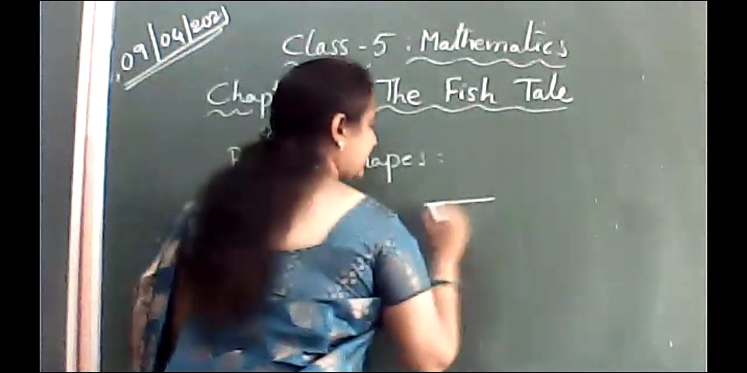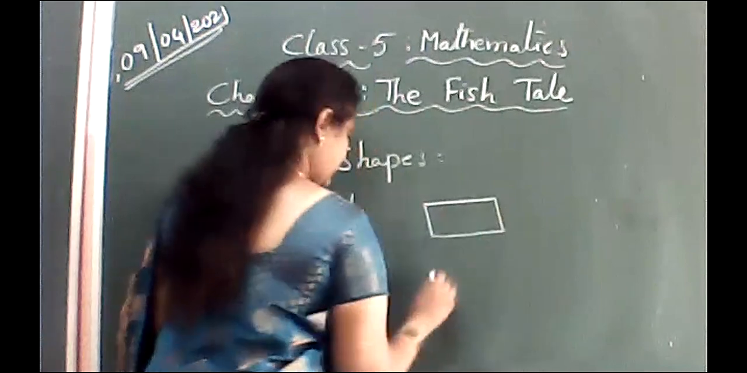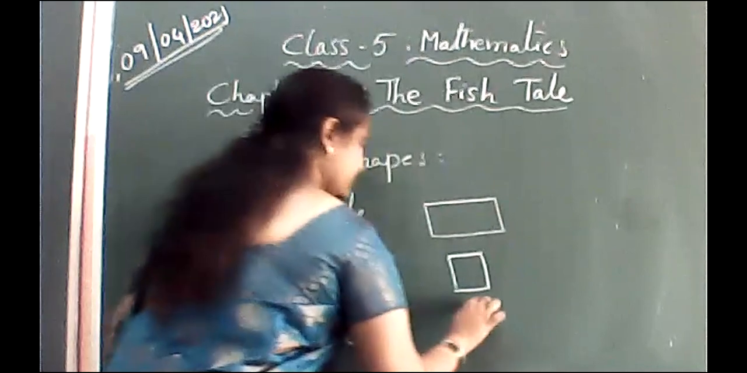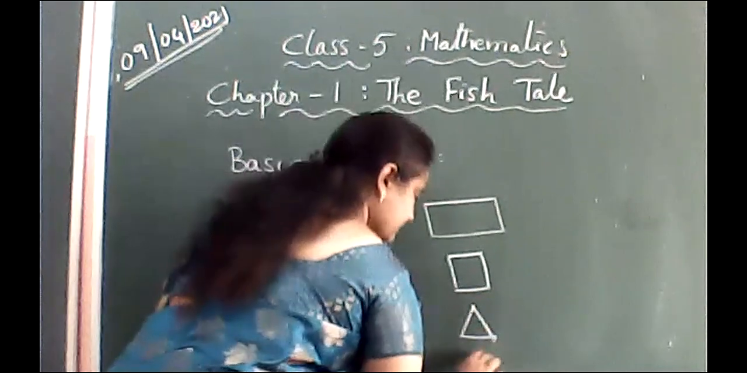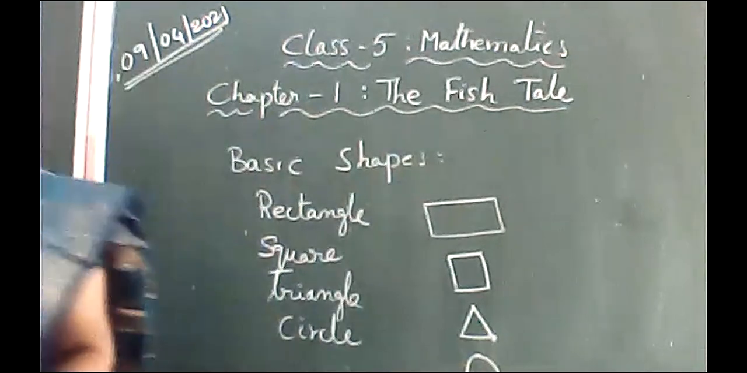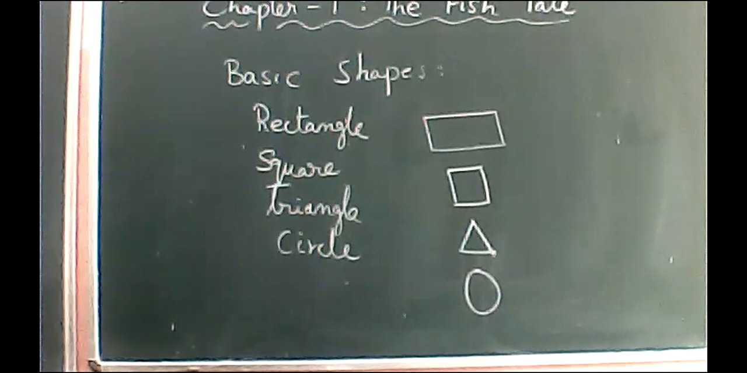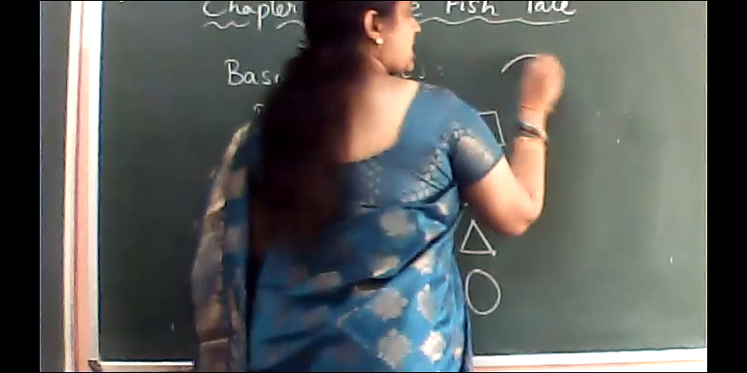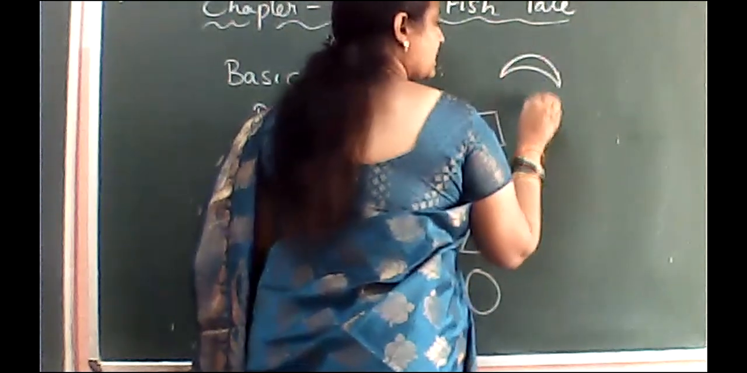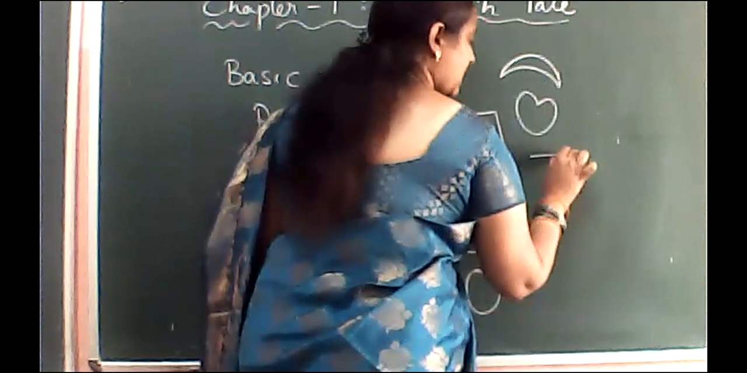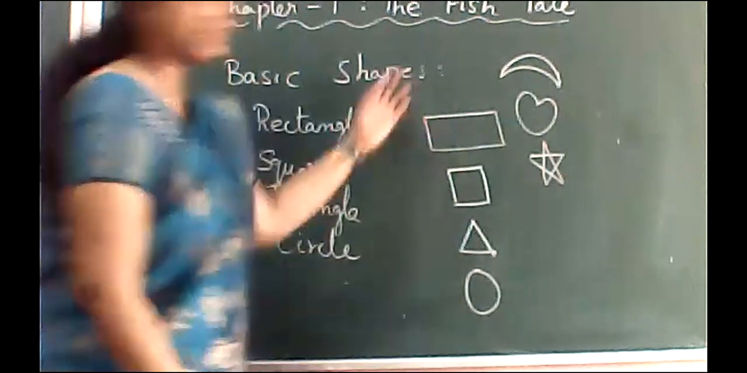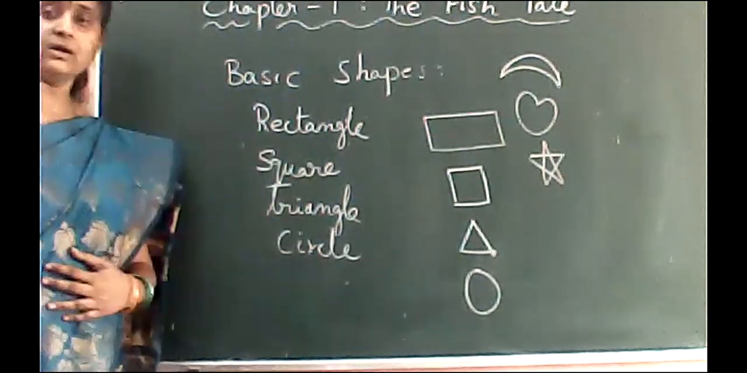So this is the rectangle, this is the square, and this is the triangle and circle. Using these four basic shapes, we have to draw some fishes. You can also use half circle and star. By using these basic shapes, we can draw a fish.